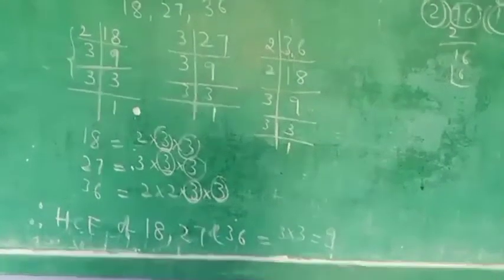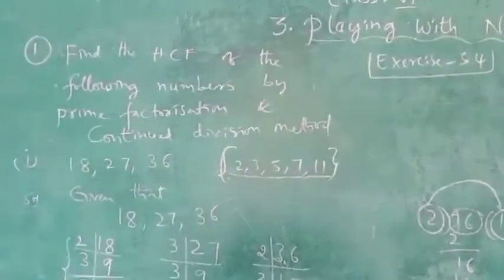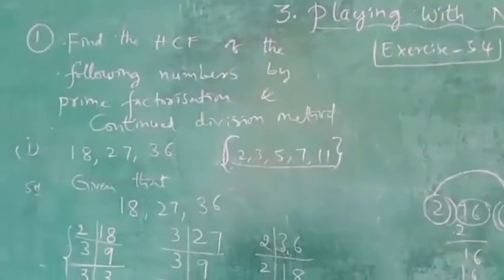Go through it once, children. Understood? Now I'll explain the continued division method.